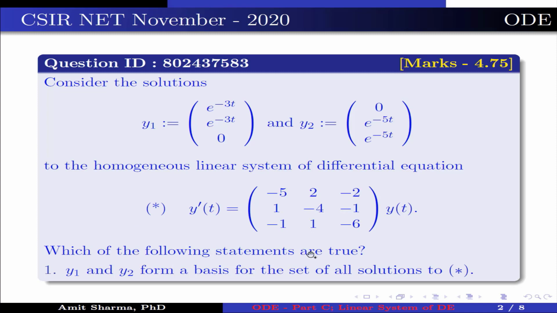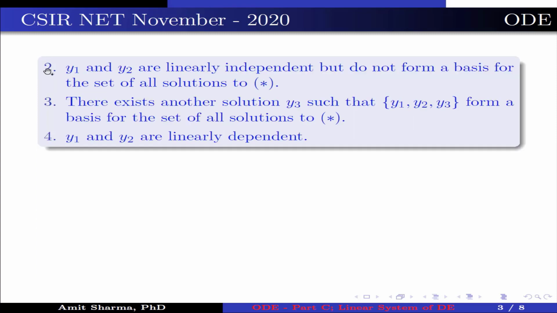Which of the following statements are true? Option 1. y1 and y2 form a basis for the set of all solutions to star. Option 2. y1 and y2 are linearly independent but do not form a basis for the set of all solutions to star. Option 3. There exists another solution y3 such that the set y1, y2, y3 forms a basis for the set of all solutions to star. Option 4. y1 and y2 are linearly dependent.